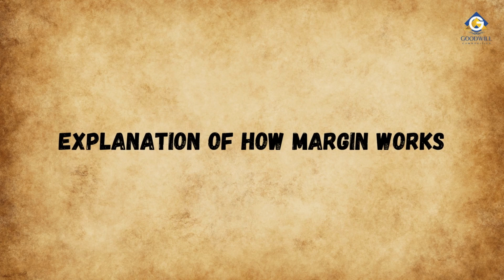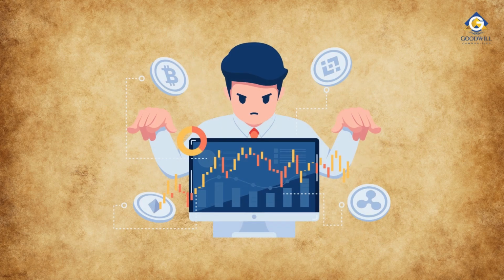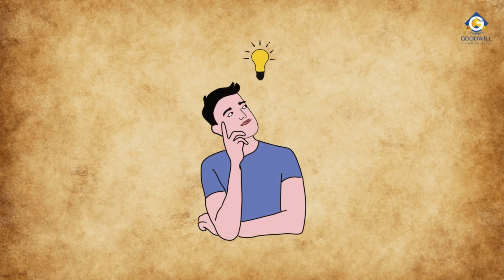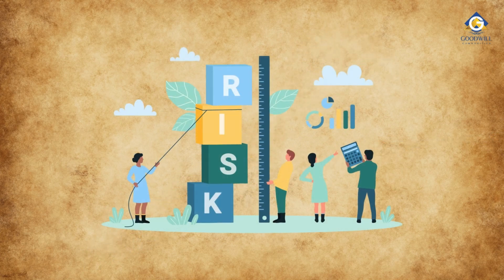Explanation of how margin works. When you trade on margin, you are essentially borrowing funds from your broker to increase your position size. This allows you to control a larger position with a relatively smaller amount of capital. However, it's crucial to remember that while margin can amplify potential profits, it also magnifies potential losses. So, it's a double-edged sword that requires careful risk management.